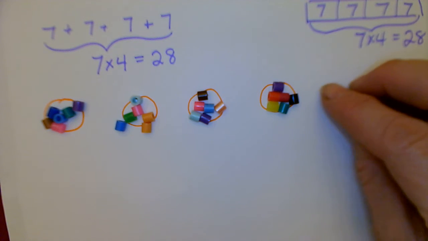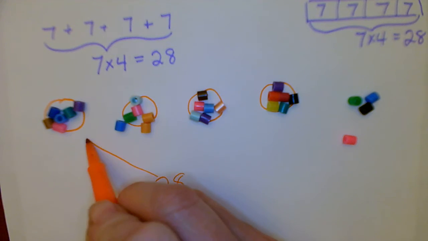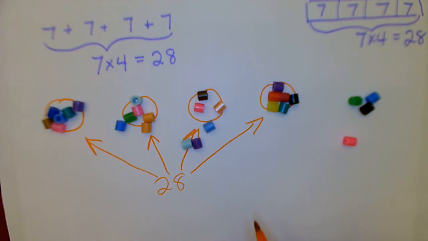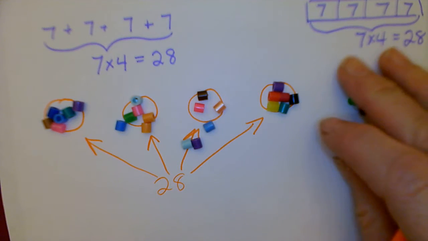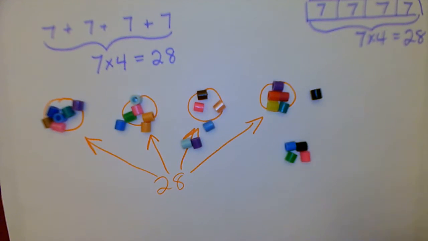Now I have 4 beads left. Can I make another bracelet? I can't. The rule said that I needed to have 6 beads to make a bracelet. So what I just did was I took these 28 beads and I split them or divided them into groups of 6. So I divided them into groups of 6. And what did I end up with? I ended up with 4 bracelets, 4 groups, and then I had 4 beads left over.